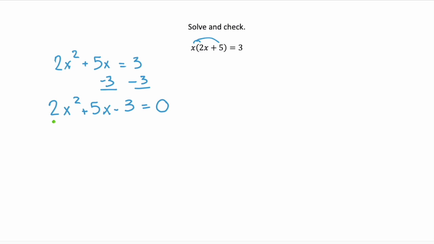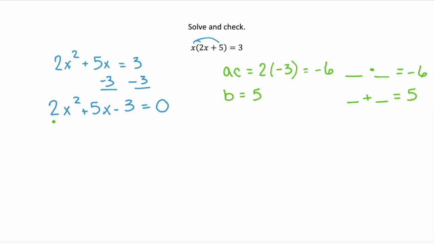And because our leading coefficient here is a 2 and not a 1, we're going to use that key number method, or a times c: 2 times negative 3 equals negative 6, and b, the coefficient of our middle term, is 5. And we're looking for those two values that multiply to negative 6, but add to 5. And those two values are going to be 6 and a negative 1.